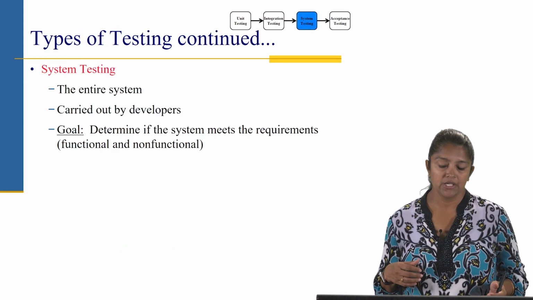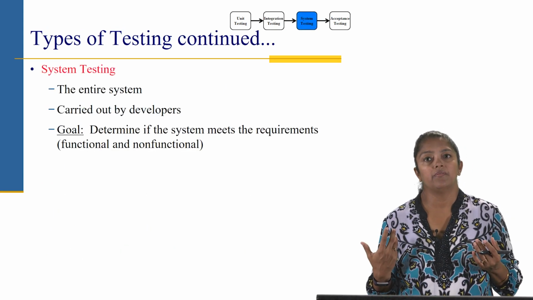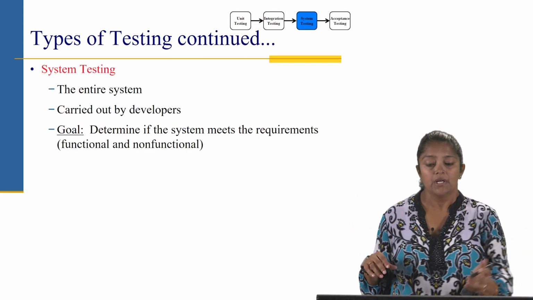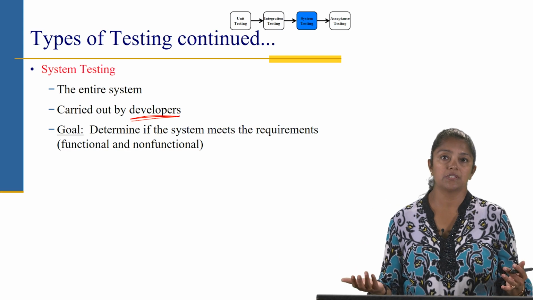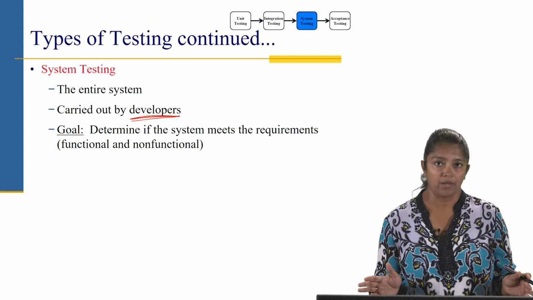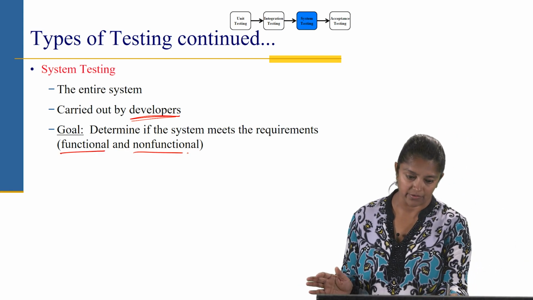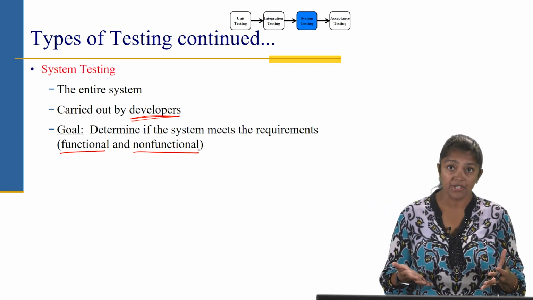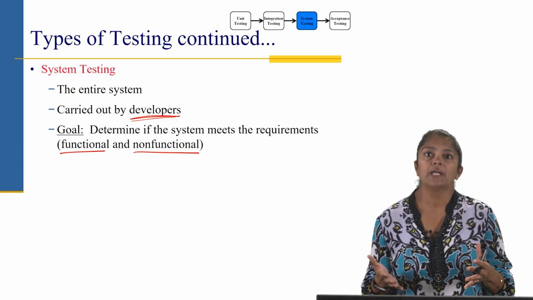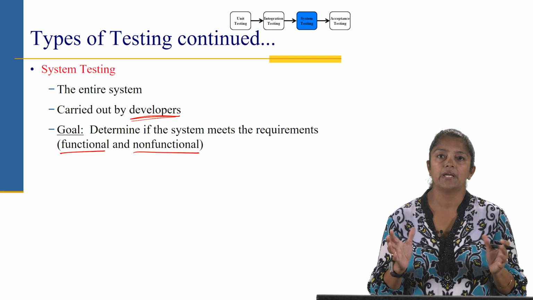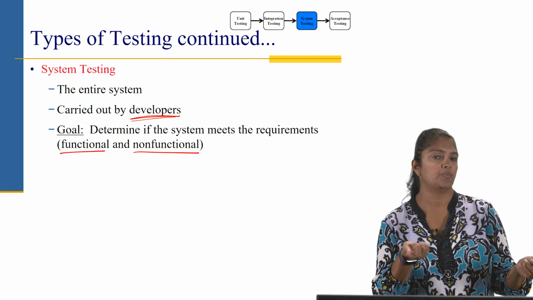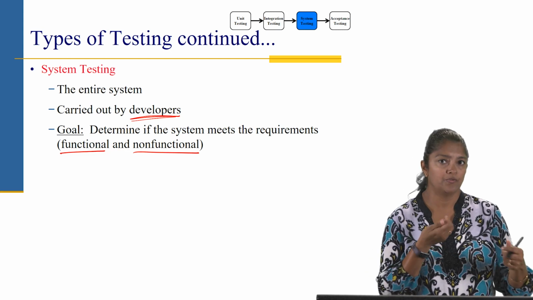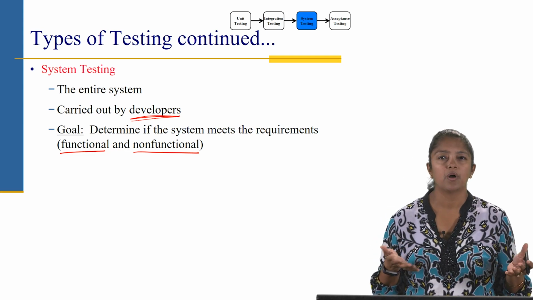Our third type of testing is system testing. So here we are testing now the entire system. This is also carried out by the developers. Here we want to make sure that the system meets all of the requirements, both functional and non-functional. Now when I say functional requirements, what I mean by that is requirements that are related to the functionality of the system. What is it that a system is supposed to be able to do? All of those operations are called functional operations.